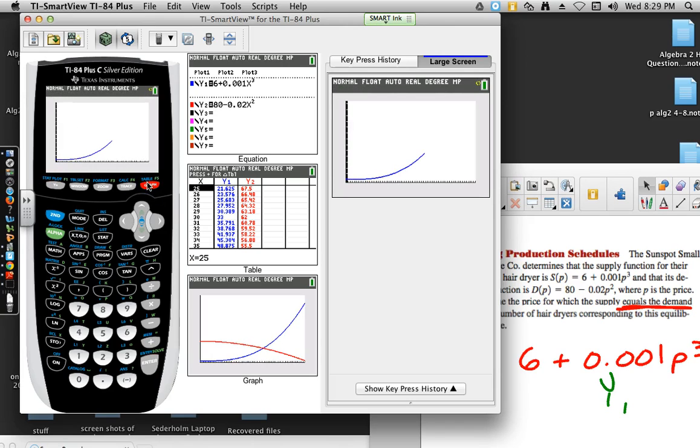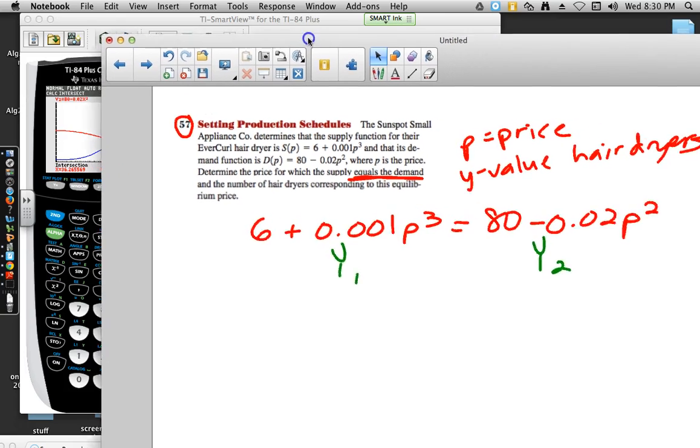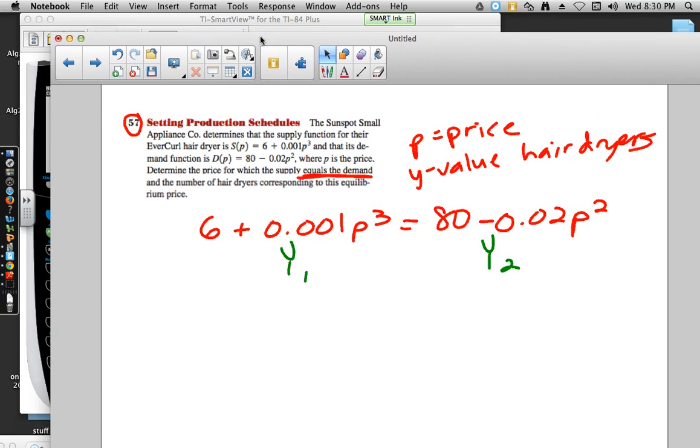And we see the first function there, the first side of y sub 1, and then there comes y sub 2. And what we're looking for is that intersection. So second trace, number 5, let Blinky do his job, 1, 2, 3, entering. And there we are. $36.27 with rounding, and 53.69617 hair dryers. Well, you can't have 53.6 blah blah blah hair dryers.